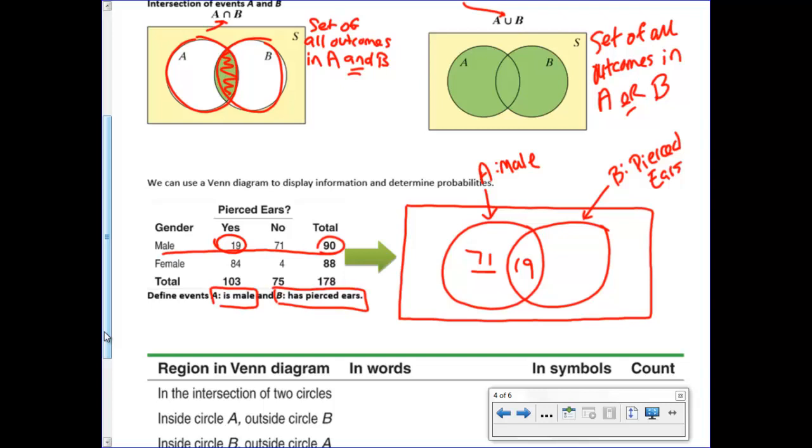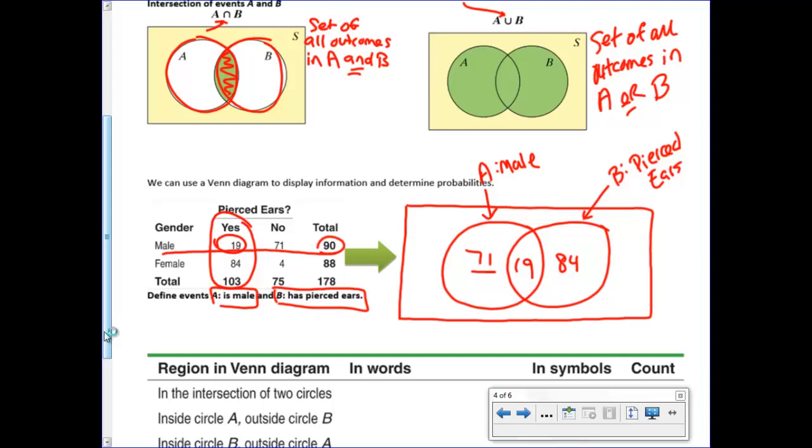And then I look here. I'm like, well, what about this circle, the pierced ears circle? 19 of them are male with pierced ears, but who else has pierced ears? In total, I have 103 people with pierced ears. So this circle has to add up to 103. 19's already accounted for. I have 84 people with pierced ears that are not male. They're not in the male circle. Did you see that?